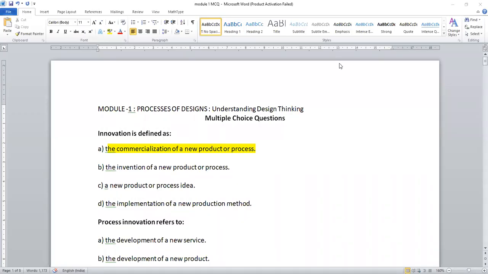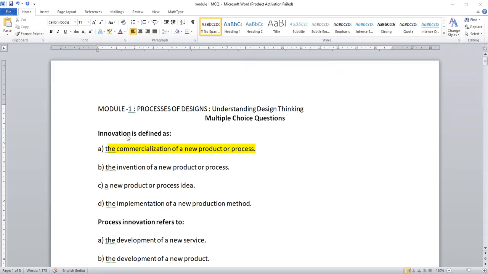Hello everyone. In this session, I am going to discuss the important questions from module 1. The title of module 1 is Process of Design, Understanding Design Thinking. Okay, basics of design thinking, IDT. Now we'll discuss a few important questions from module 1. It may be useful for your university examination.